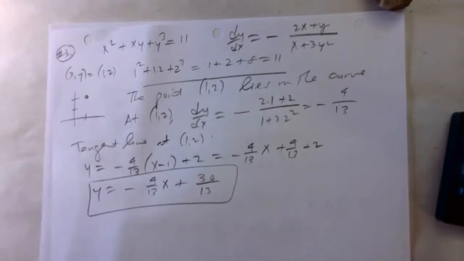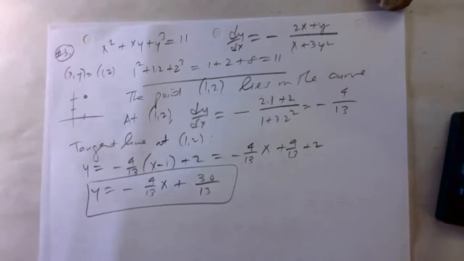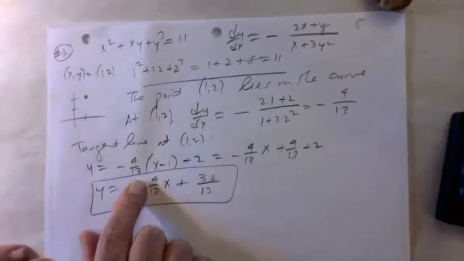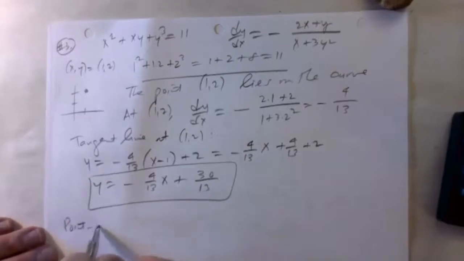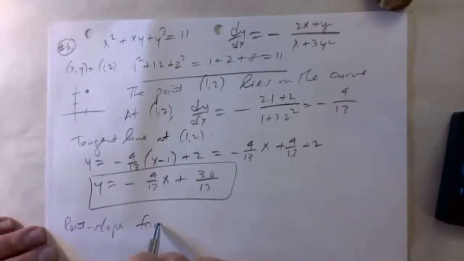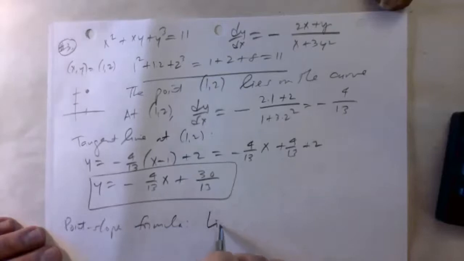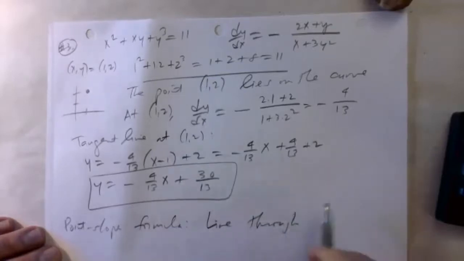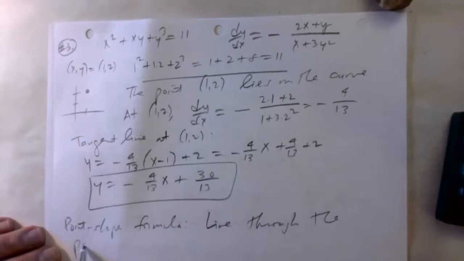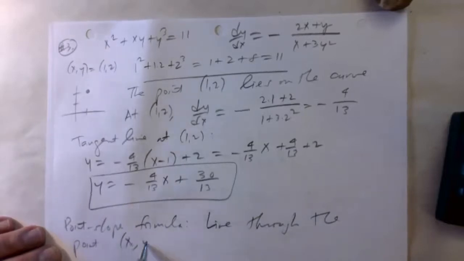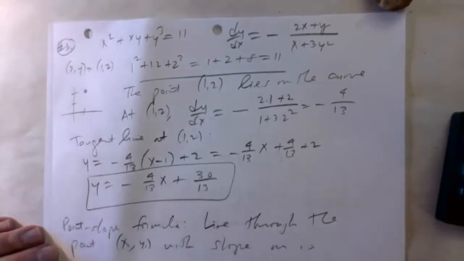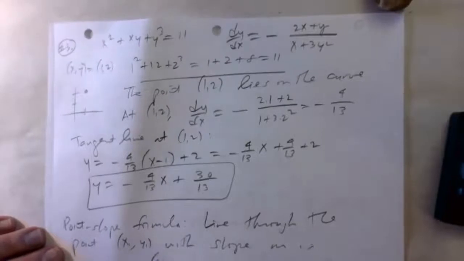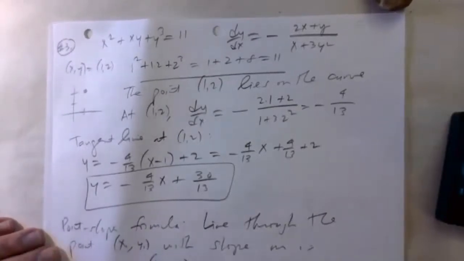Any questions about that? I have a question. Where did the x minus 1 come from? Well, so the tangent line, we have the point-slope formula. The line through the point (x1, y1) with slope m is y equals m times (x minus x1) plus y1.